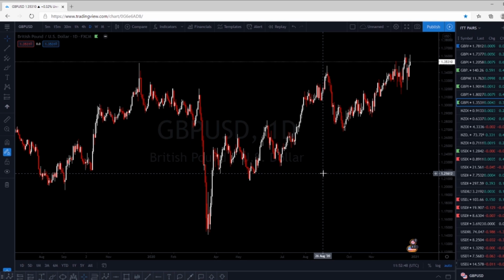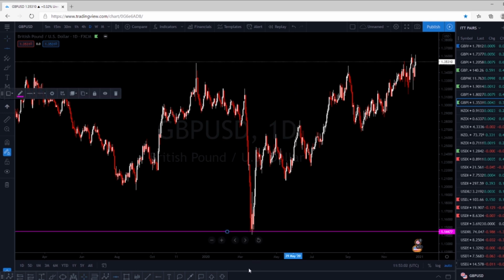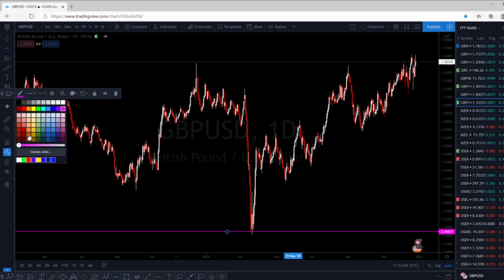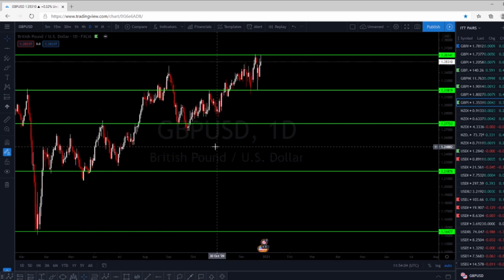The first thing that we are going to be doing on this daily time frame is putting our support and resistance. So right here I'm going to be putting the support and resistance. This is the daily time frame. I'm going to change the color to green. Let me finish putting the support and resistance and I'll be back soon. So yeah, this is my support and resistance on this daily time frame.